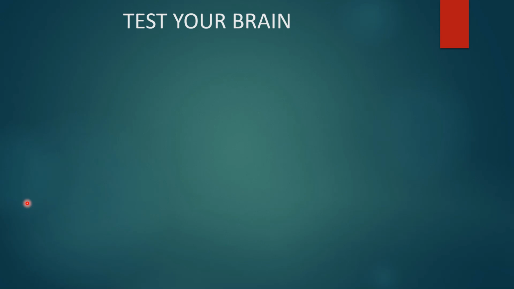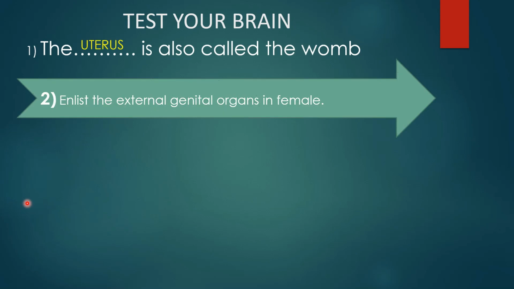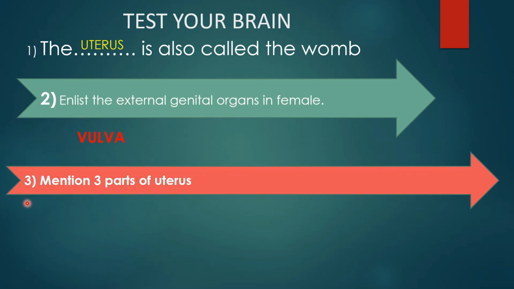Now it's time for you all to test your brain. The first question, the dash is also called the womb. Take your time, think. The answer is very simple and the correct answer is uterus. Your second question, enlist the external genital organs in the female. The external genital organ in the female is the vulva. Third question, mention three parts of the uterus. Just now we studied. It is fundus, body and cervix.